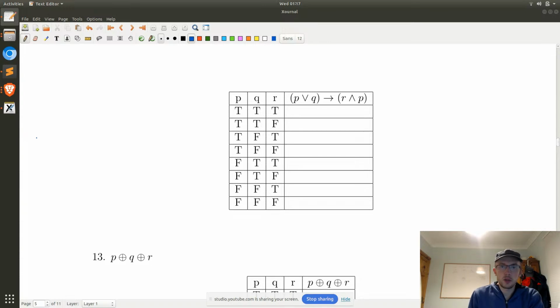Okay, P or Q implies R and P. Okay, that's only false when we have a truth there and a falsehood there. And all right, when do we have a truth here? That makes you weak writing out the workings out. You need to figure it out yourself.